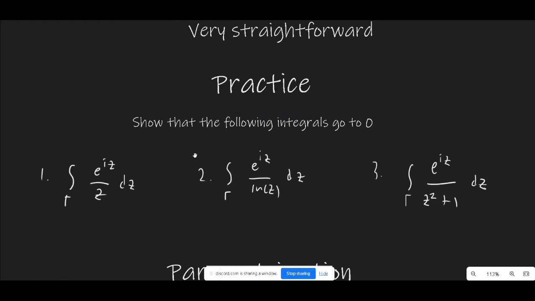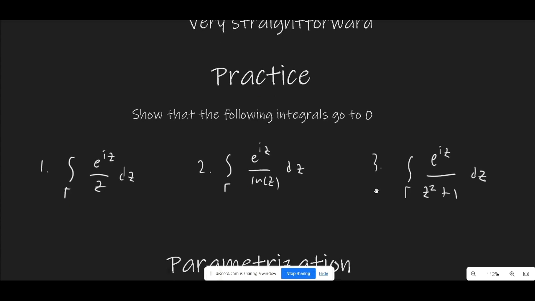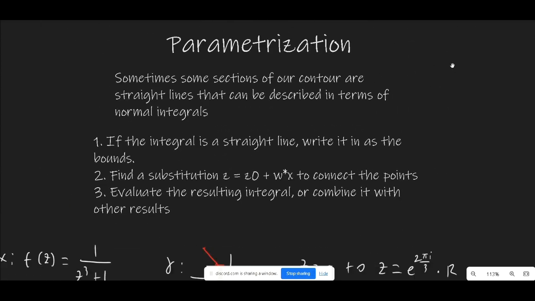So I have a few practice problems for this, but in general, if you don't want to learn Jordan's lemma, I'm pretty sure for almost every example you can also use the estimation lemma. Except for this one right here, you wouldn't be able to use the estimation lemma. But here are 3 examples, and show that the following integrals go to 0. For natural log of z, don't worry about its lack of analyticity at some points, because that's just worry about the actual convergence of the integral here. So show that the following integrals go to 0.